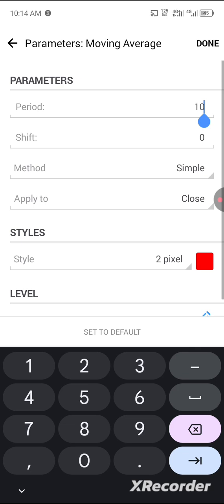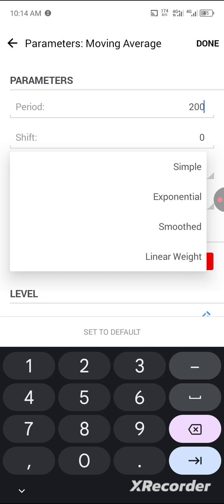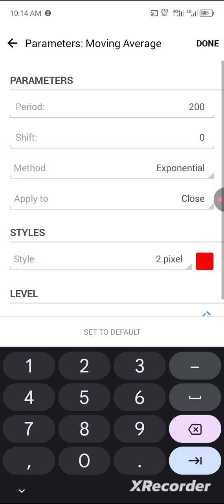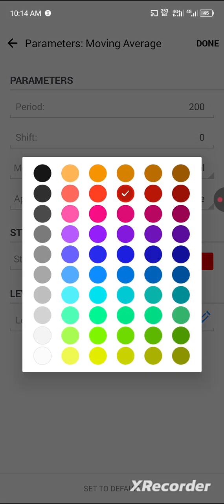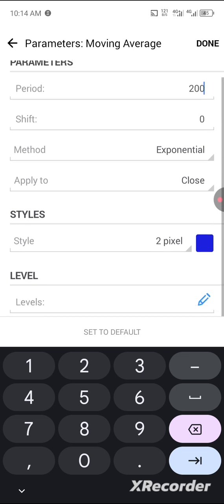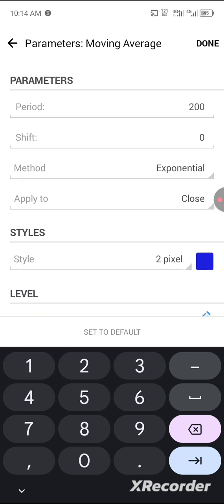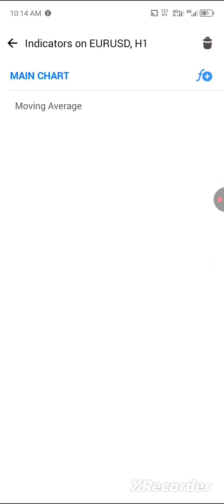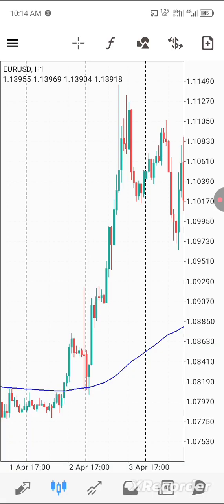Put in 200, then exponential, leave it at close, and change the color to blue. Okay, so that is it. Click on done, and let's head back to the market session.